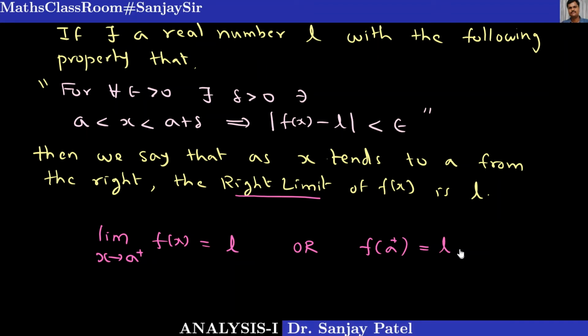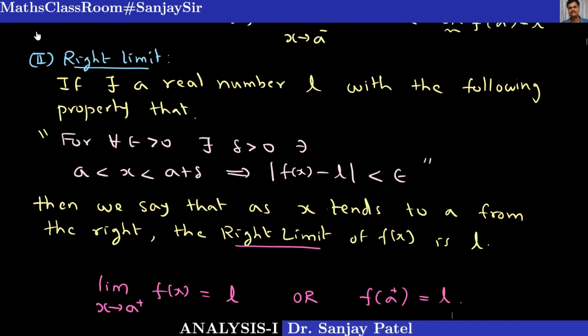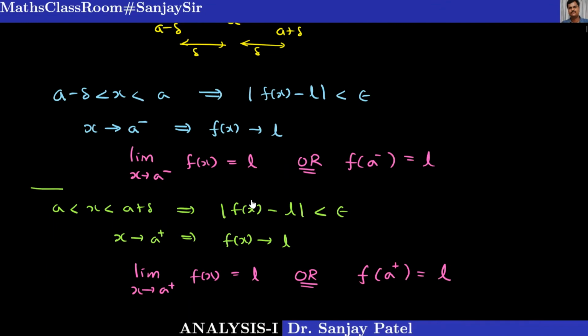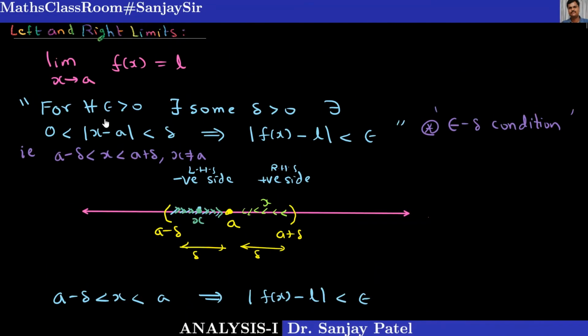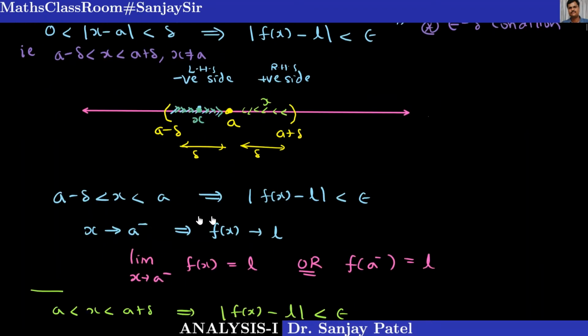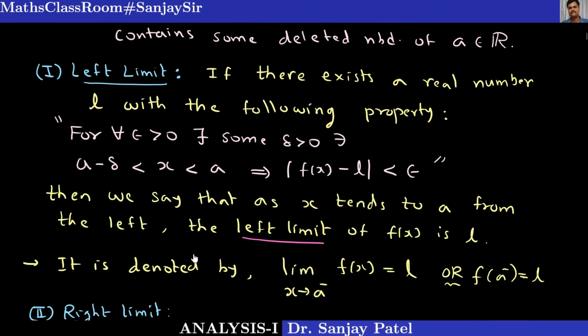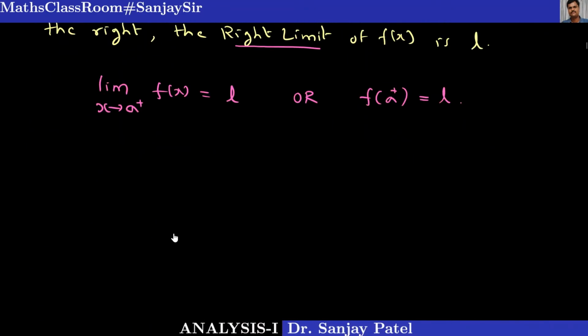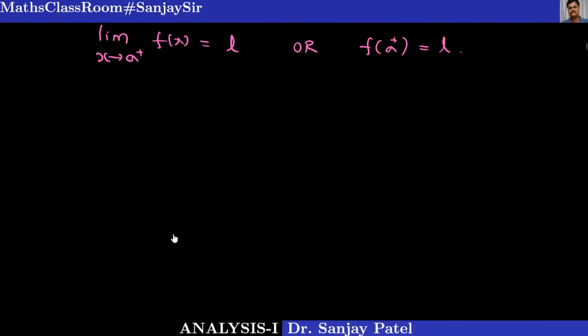One thing follows very immediately. Your function has a limit at a point means that if a minus delta less than x less than a plus delta implies mod f(x) minus L is less than epsilon, then it is obvious that this condition and the other condition, a less than x less than a plus delta, are both satisfied simultaneously, meaning both left and right limit definitely exist. So from this discussion, it is clear that if a function has a limit at a point, then both left and right limit exist. In fact, the converse is also true.